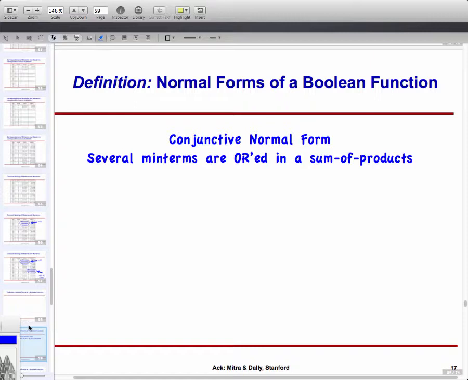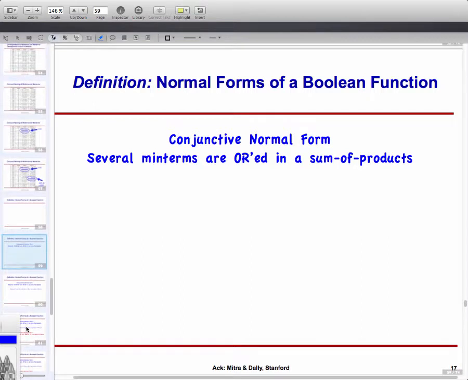What does conjunction mean in English? Plain English. Conjunction, disjunction. Anyone heard of these terms? Conjunction means and, disjunction means or. Okay. So conjunctive normal form means I'm taking the and terms, which are the min terms, and then I'm going to OR them together. So let's see how it works out, why it is called this way.